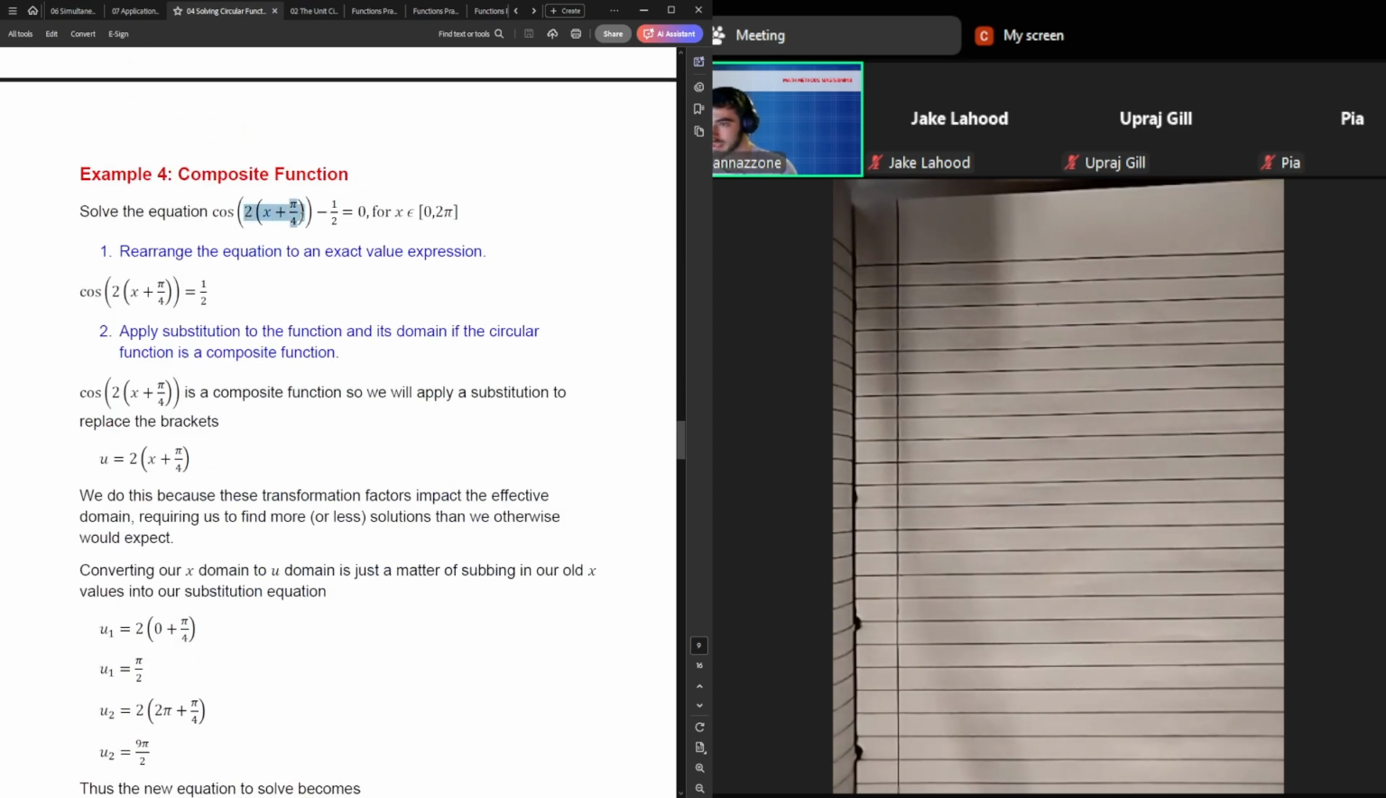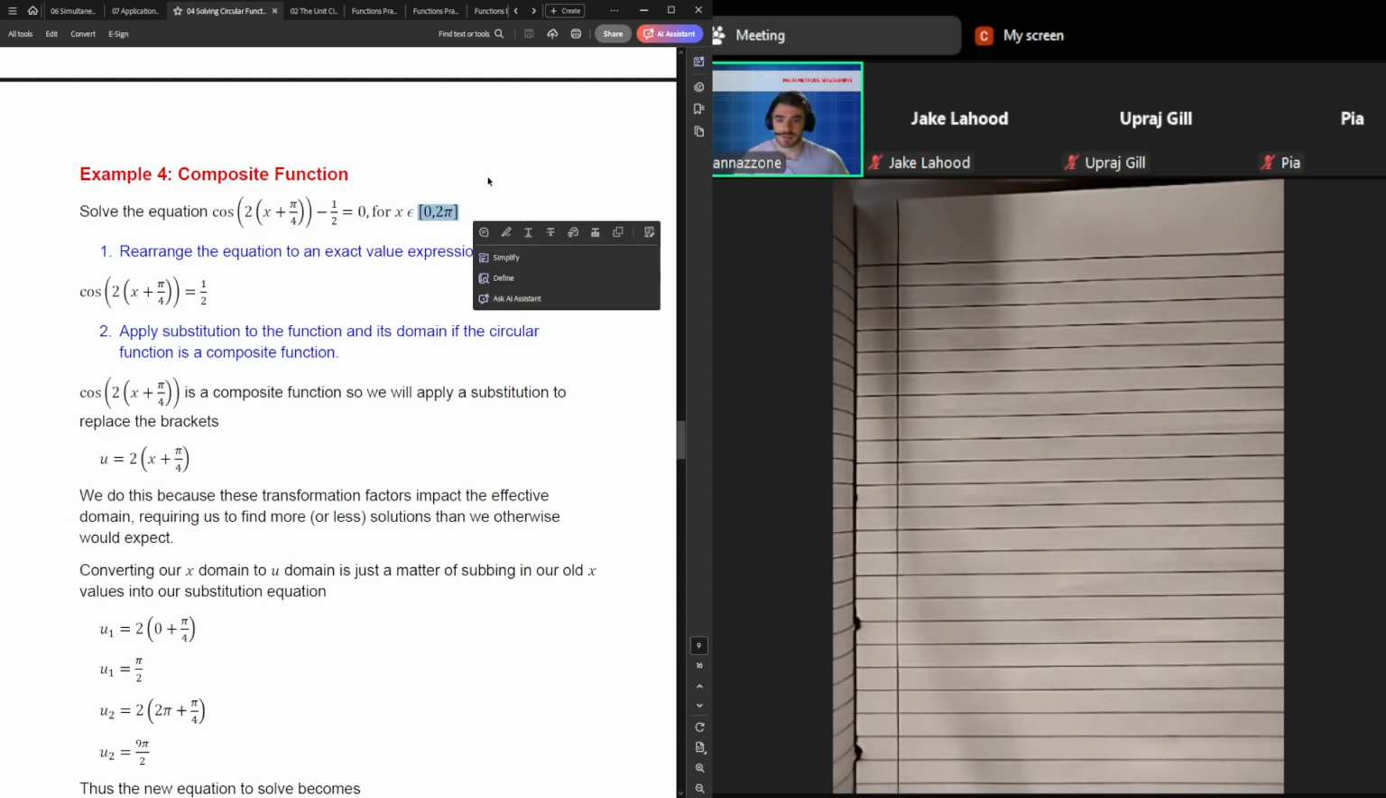If it gets more complicated like this, my recommendation is to take whatever's inside the brackets of your circular function and replace it with a substitution. What that effectively does is take some of the guesswork out of how many solutions you need to find. Whenever you have dilation factors, and depending on how big your translation is, it's likely that the initial assumption of two solutions between 0 and 2 pi is going to be false. These dilation factors and translation factors will effectively change the effective domain.